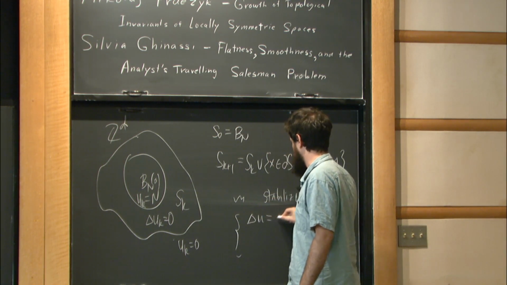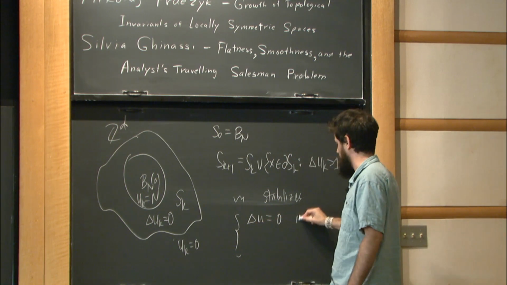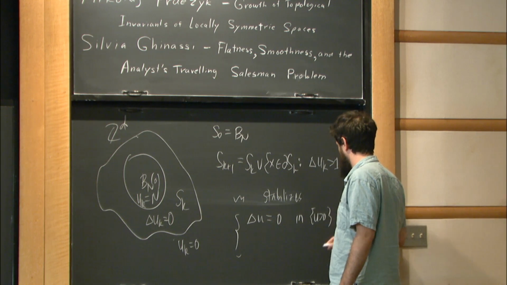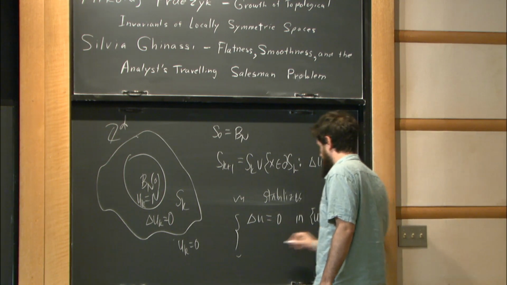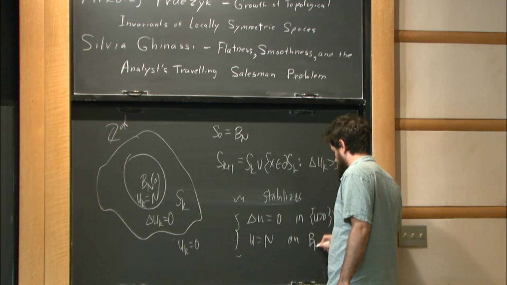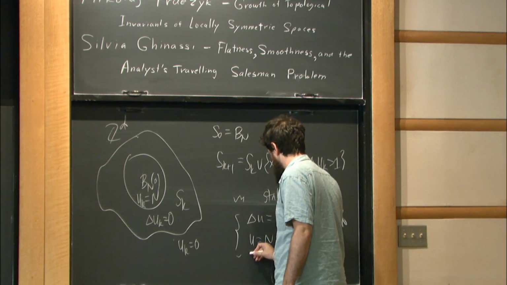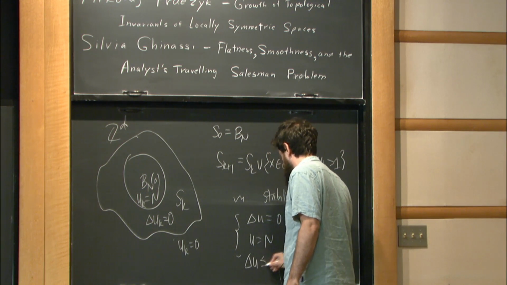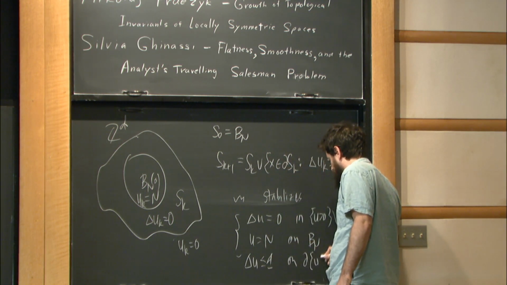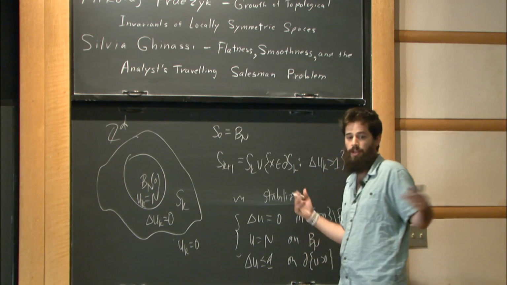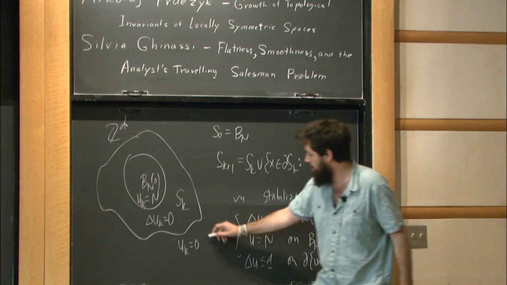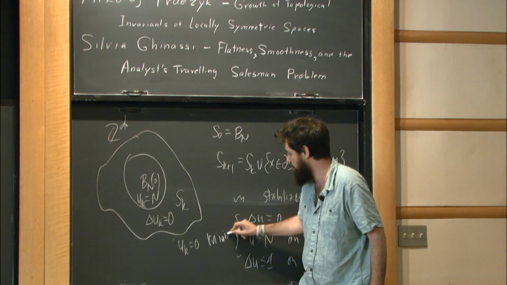So Laplacian u equals 0. This is, again, discrete Laplacian in its positivity set minus the B_n. u is equal to n on B_n. And the Laplacian of u is less than or equal to 1 on the boundary of the positivity set. Right? If it wasn't less than or equal to 1, then I could keep expanding. Right? And so my claim is that the stabilization is the minimal solution of this.